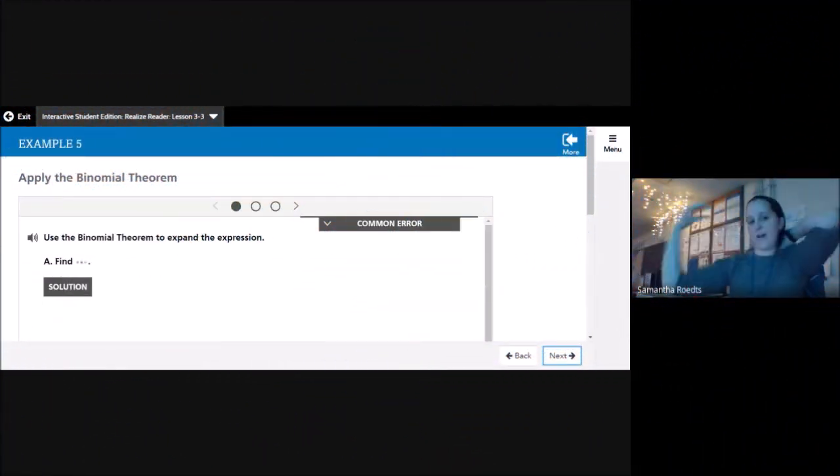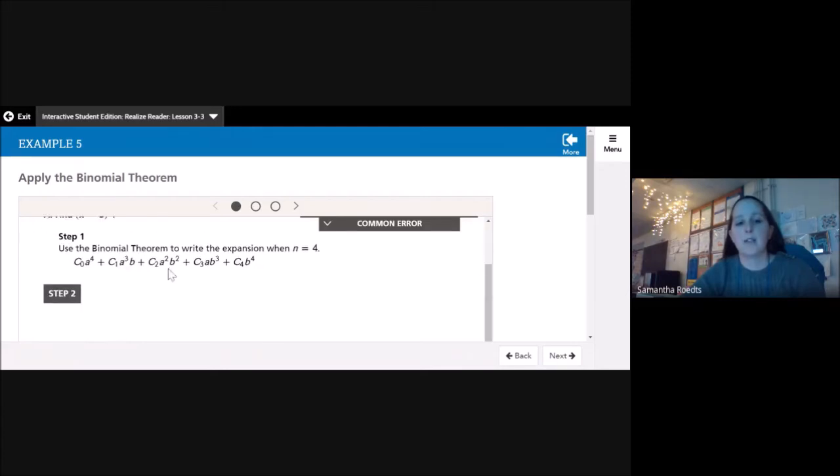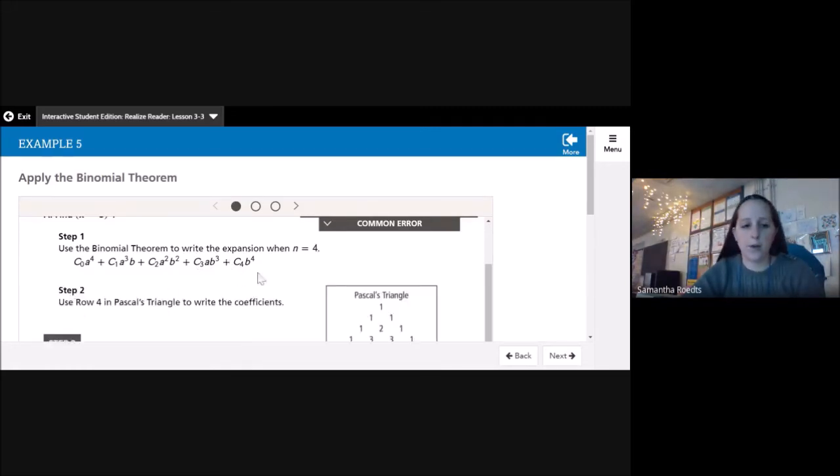All right, so example 5, apply the binomial theorem. I'm going to use the binomial theorem to expand the expression (x - 3)^4. The binomial theorem to write the expansion when n equals 4 is c_0 a^4 plus c_1 a^3 b plus c_2 a^2 b^2 plus c_3 a b^3 plus c_4 b^4.